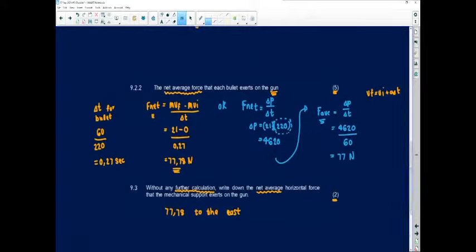So this was not a difficult question, but I think just moving from the time of how fast is one bullet moving and all of those things, after you've actually figured all of that out, then more or less it should not be that difficult.